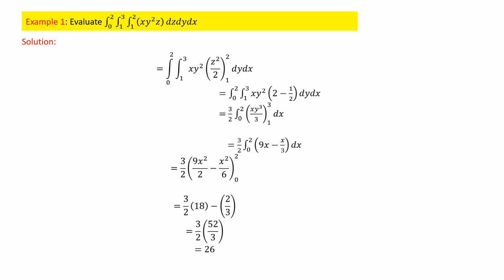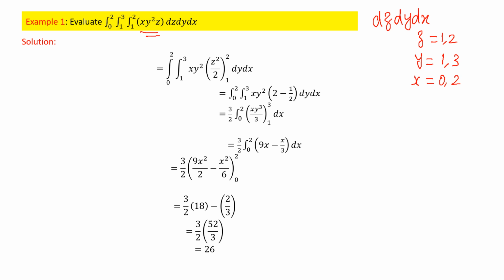Example number 1, we are given the integral 0 to 2, integral 1 to 3, integral 1 to 2, and this is my function x y to the power 2 z dz dy dx. So here the order of integration is dz dy and dx. The limits of z are 1 and 2, lower limit is 1, upper limit is 2. The limits of y are 1 and 3. And the limits of the variable x are 0 and 2.